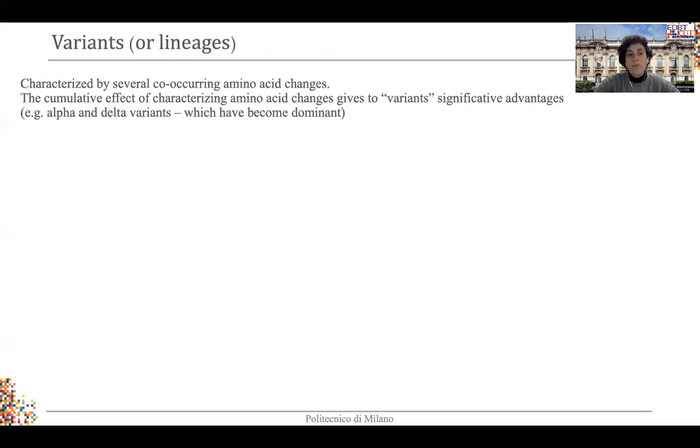Now let me introduce the concept of variants, also called lineages. They are characterized by several co-occurring amino acid changes, and the cumulative effect of these characterized amino acid changes gives to variants a significant advantage. For example, you know that alpha and delta have become dominant because they had concurrent changes that were giving this advantage.